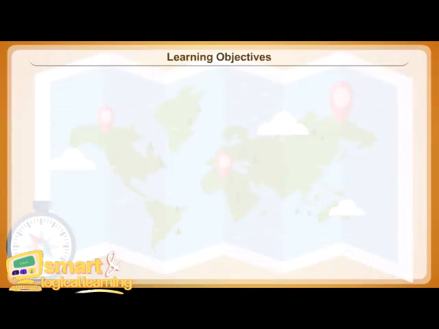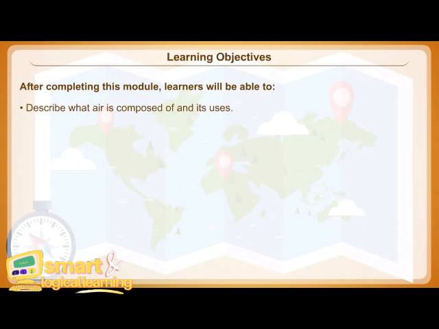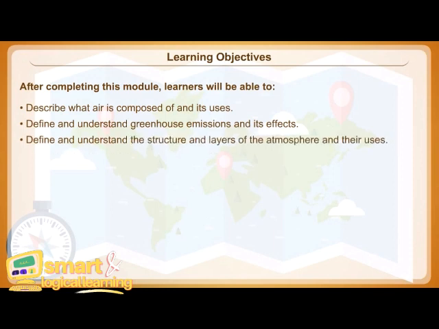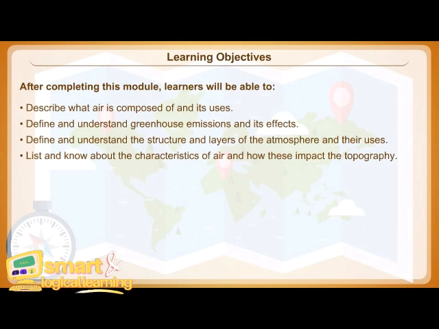Learning objectives. After completing this module, learners will be able to describe what air is composed of and its uses, define and understand greenhouse emissions and its effects, define and understand the structure and layers of the atmosphere and their uses, list and know about the characteristics of air and how these impact the topography.